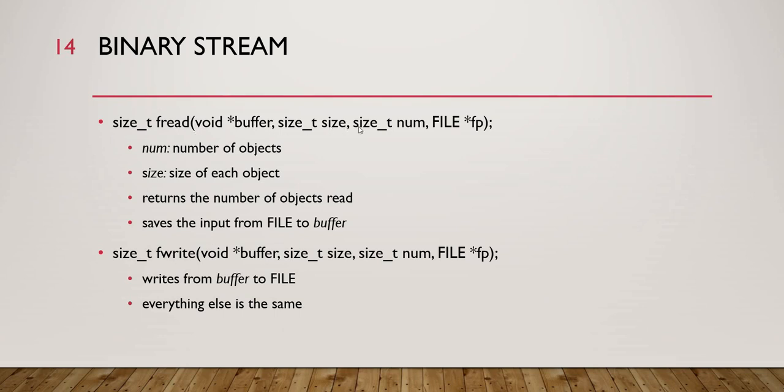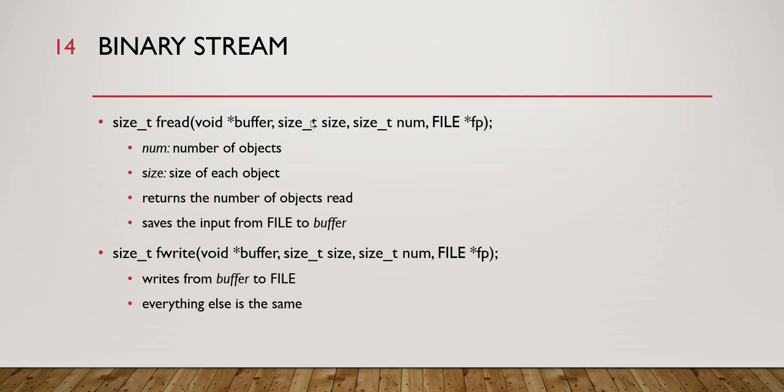Okay, so there are some input parameters here. The first one is the buffer. This is the buffer that we talked about earlier in the last lecture also. So the buffer is used to save input from the file to the buffer. Then we have another size here, and we have another variable type, which is size_t.